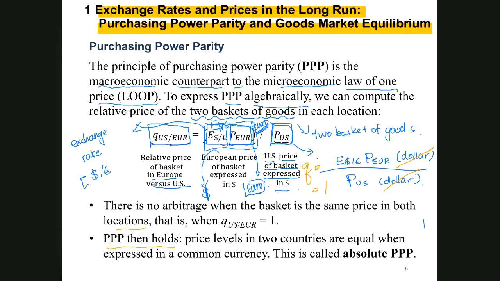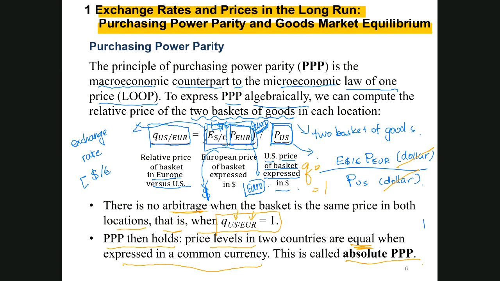I try to repeat over and over again: there's no arbitrage when the basket is the same price in both locations, that is, this is equal to 1. So the goods in the baskets, their price in a common currency is equal to each other. It means the same goods that you buy in Europe, you could exchange for 1 unit of the same goods that you buy in the US. So PPP holds means the price levels in two countries are equal when expressed in a common currency. This is called absolute PPP.